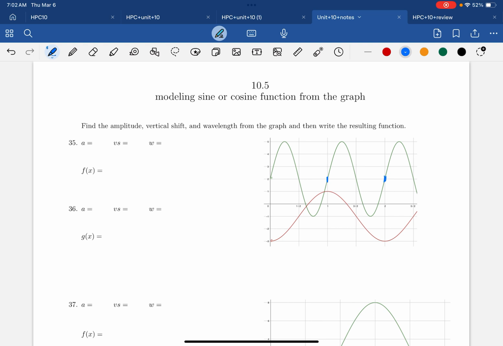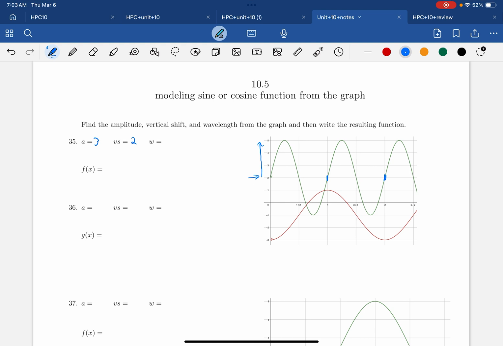So what is my amplitude? Well, actually, vertical shift might be easier. With F, the vertical shift is 2. Now the amplitude goes from 2 all the way up to 5, so the amplitude must be 3. What's the wavelength? Well, the wavelength must be 1.